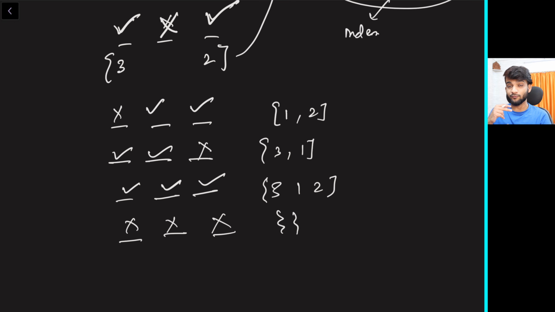So what I am observing is, for every index I have a couple of options. Either I say that I'm going to take it or I'm not going to take it. So depending on this, I will try to solve this problem. Okay, so you've got the intuition. Now let's look at the code. Specifically my task was to give you the intuition.